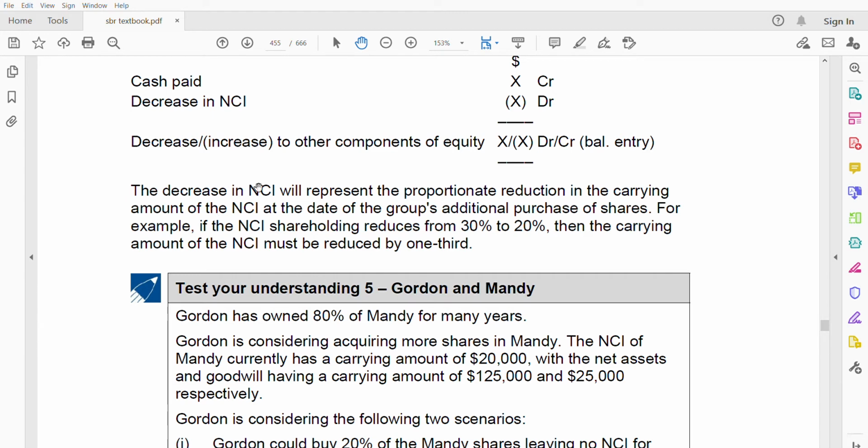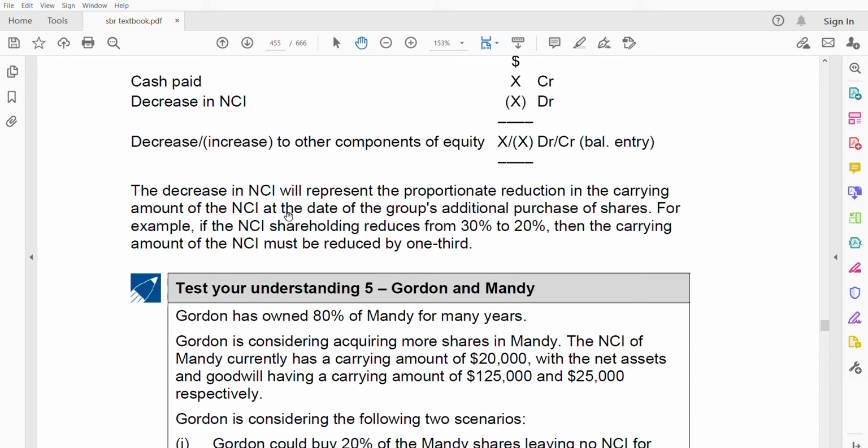So the decrease in NCI will represent the proportionate reduction in the carrying amount of the NCI. How are you going to calculate the decrease in NCI? It will represent the proportionate reduction in the carrying amount of the NCI at the date of the group's additional purchase of shares. We are definitely going to show this through a question, how to find that decrease in NCI.